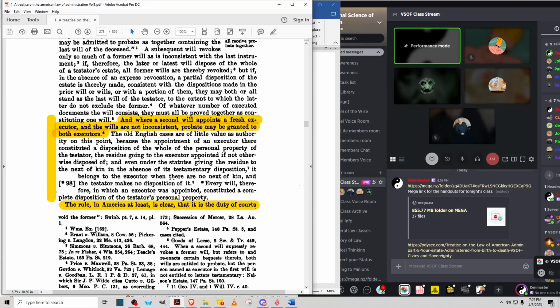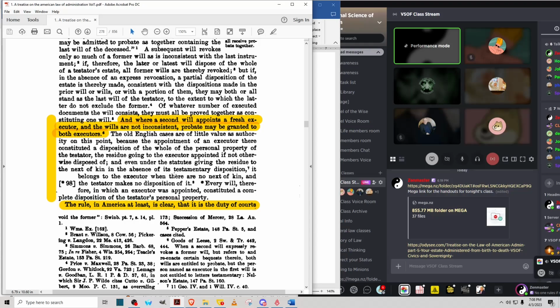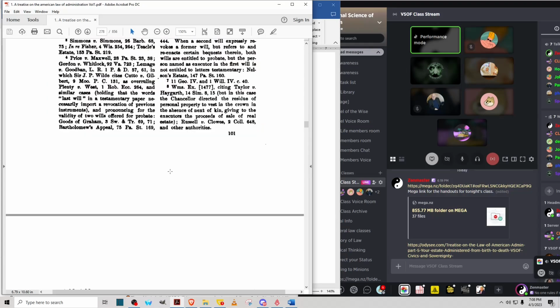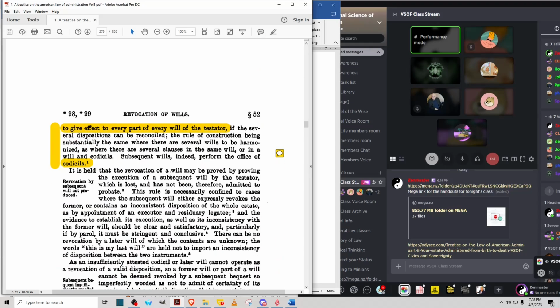So you're wearing two hats in everything that we're doing. You're the sole lawful heir, which is your rights of blood and kinship, to your own estate. But you're also appointing yourself as the sole lawful executor as well. So that's kind of two separate hats, right? Every will, therefore, in which an executor was appointed constituted a complete disposition of the testator's personal property, which is exactly what we do. The rule in America, at least, is clear that it is the duty of courts to give effect to every part of every will of the testator.